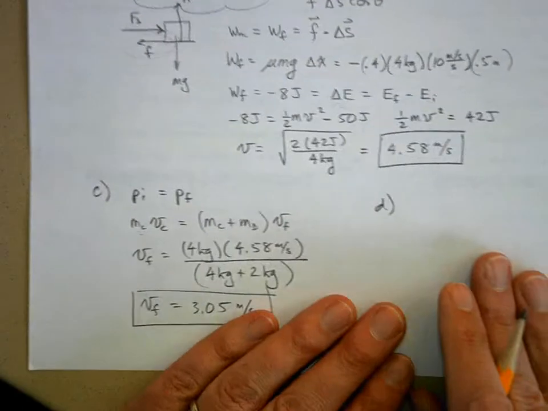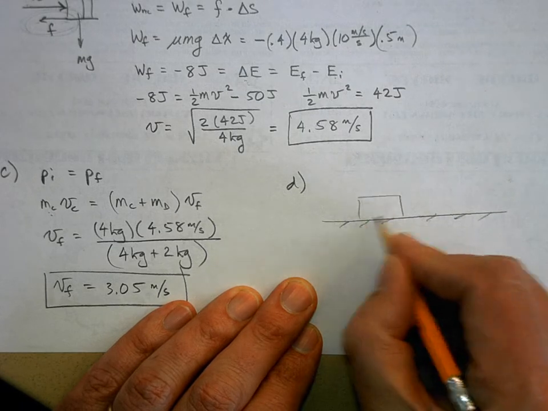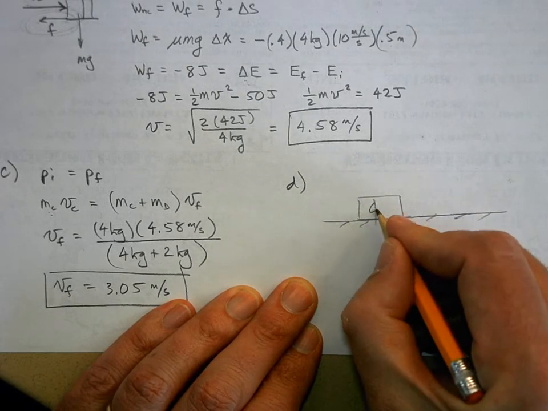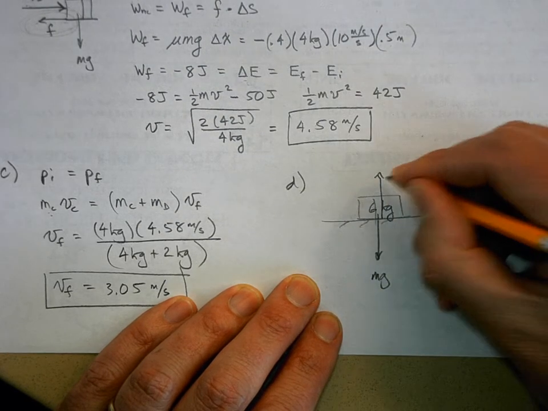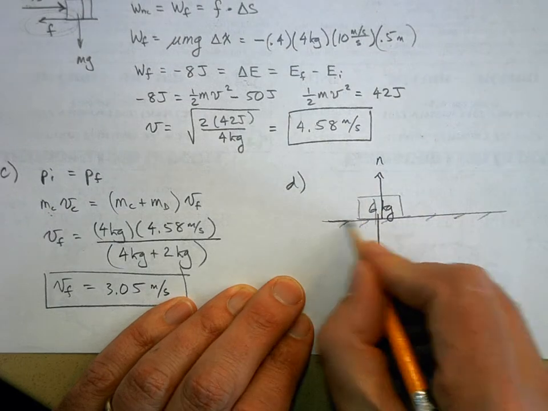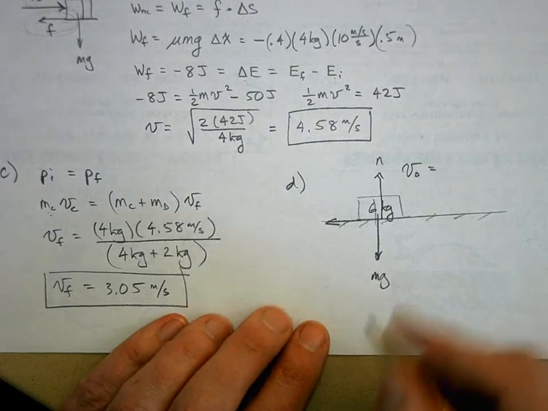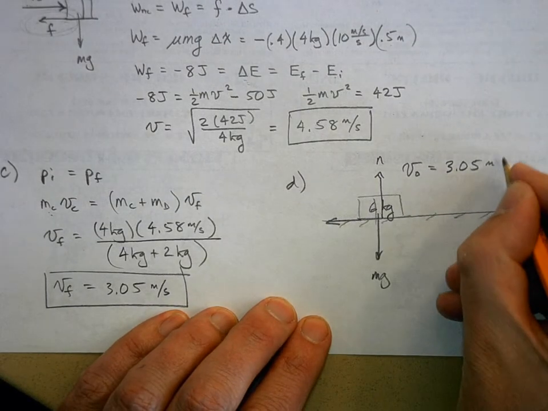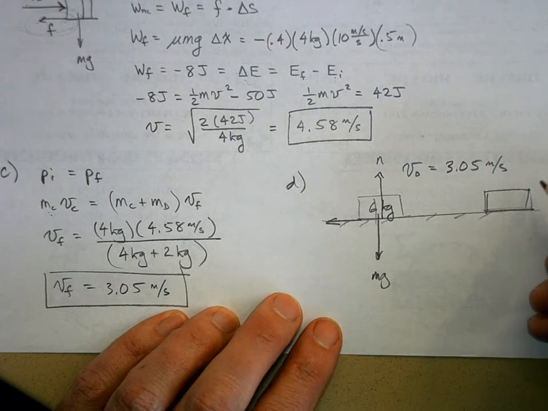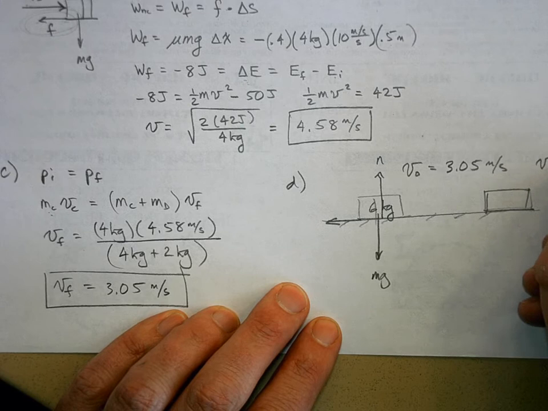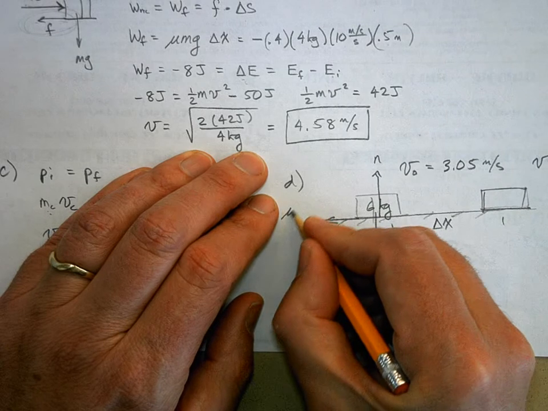So part D, well, here are my 2 blocks together. I'm just going to draw them kind of like this. And they have a total mass of 6 kilograms. Here you've got mg. Here you've got a normal force. Here you've got a force of friction. You've got an initial velocity of 3.05 meters per second. You know it's going to slide to a stop. So here's my object stopped. And so v equals 0 here. And we want to know what is delta x. And we know that mu equals 0.4.